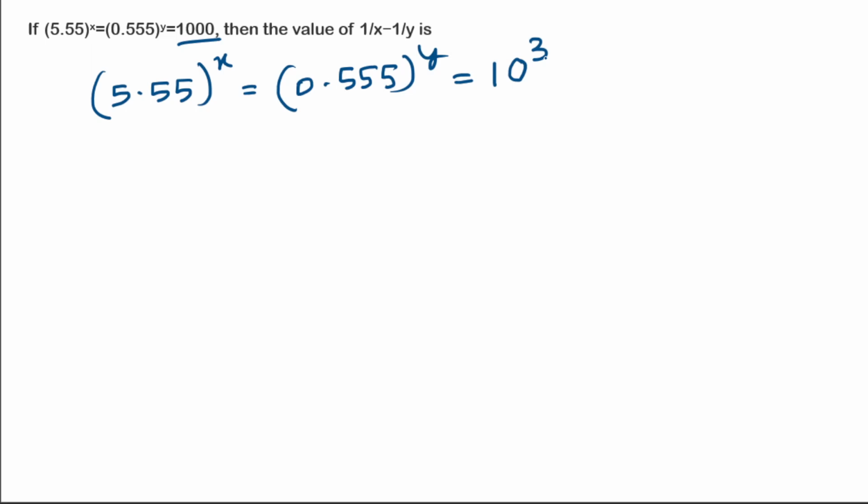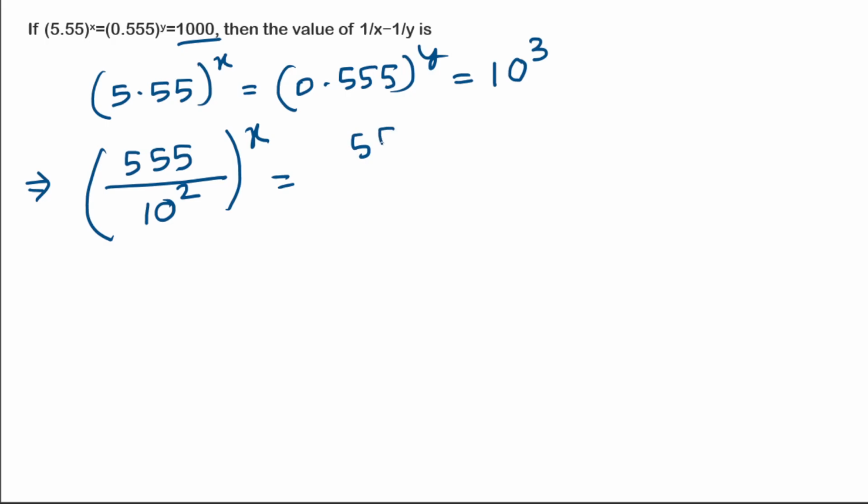So why are we writing it in this way? Because you can see that it is mostly in terms of some powers, a number 555 and some powers of 10. It is not going to be wrong to conclude that. So we'll do exactly that. So 555 by, instead of 100, we'll write 10 square, to the power x. This is going to be 555 by, instead of 1000, we'll write 10 to the power 3, and this is going to be 10 to the power 3.